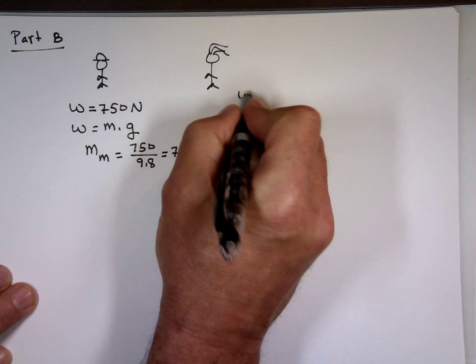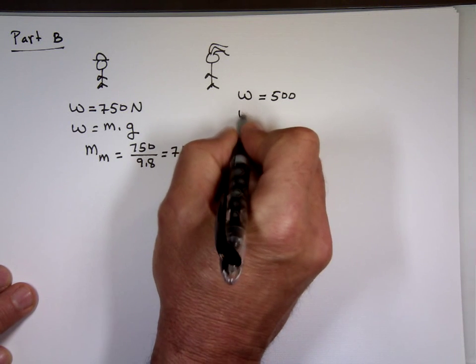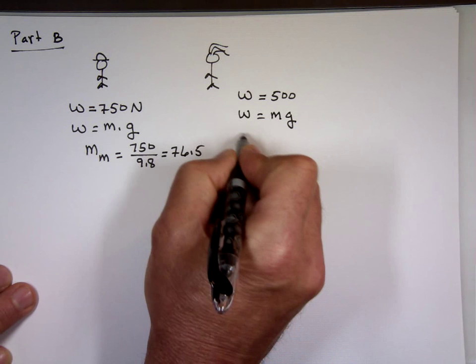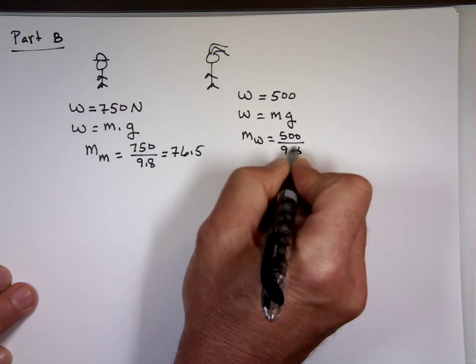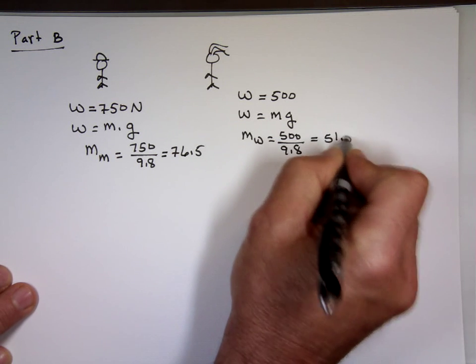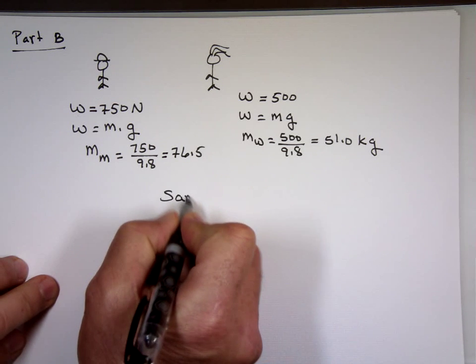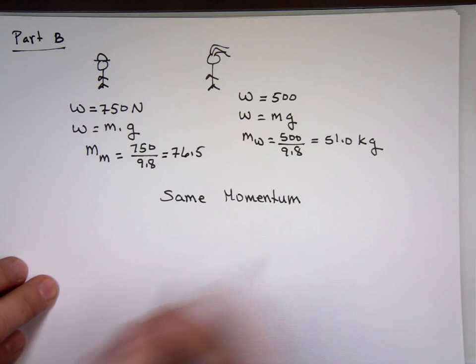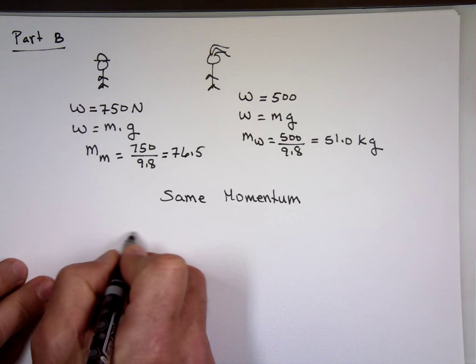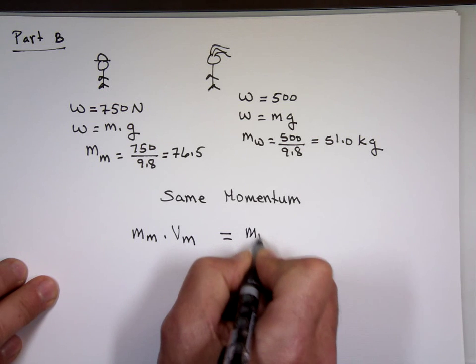The woman has a weight of 500 Newton. Weight equals mass times gravity. The mass of the woman equals 500 over 9.8, which is 51.0 kilogram. The problem said they have the same momentum. Well, we know momentum is the mass of the man times the velocity of the man should equal the mass of the woman times the velocity of the woman.